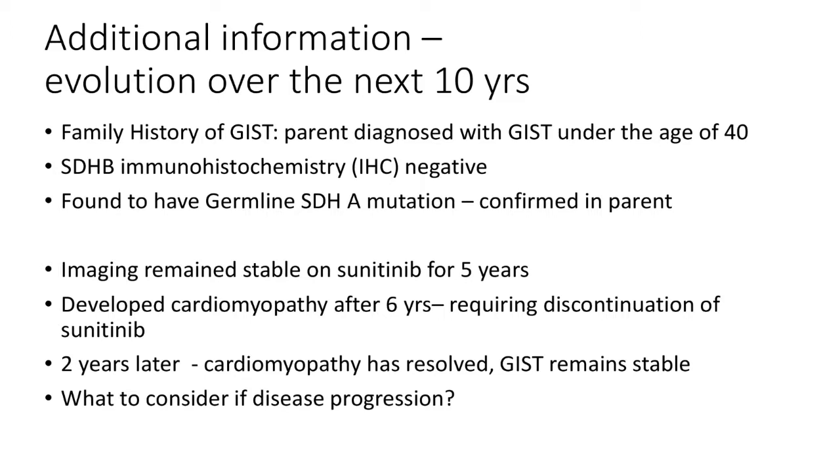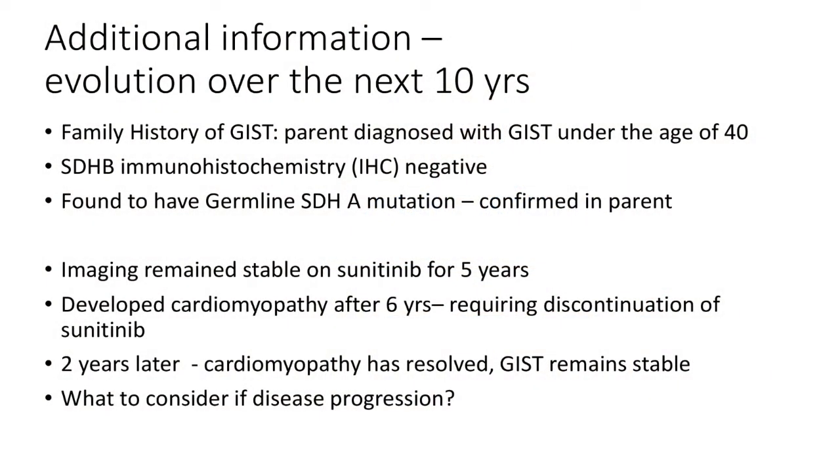So what does that mean? That means that the mutation wasn't just abnormal, the gene wasn't just abnormal in the tumor, but the gene was also abnormal in all the cells of her body. We also learned that that was present in a parent as well, and therefore it was passed on from the parent to the daughter.